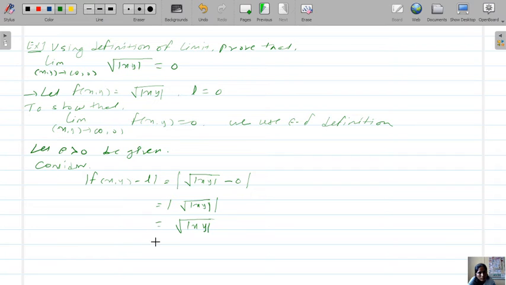So now what do we want here? We want this quantity, but just split mod AB as mod A into mod B. So this is square root of mod x into mod y, and again this is square root of mod x into square root of mod y. So I have just simplified this mod of f of xy minus L. Now we want this quantity to be strictly less than epsilon.